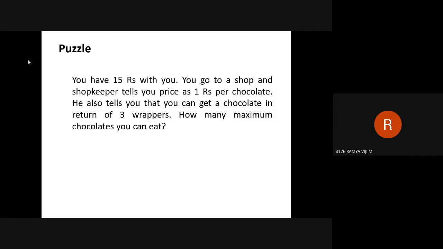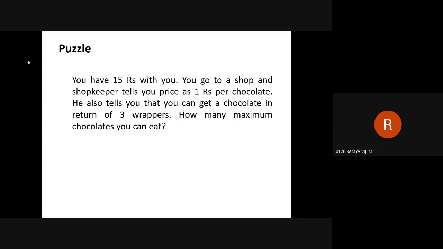First, for 15 rupees, we'll get 15 chocolates, ma'am. Using those wrappers, 3 wrappers will give 1 chocolate, ma'am. Okay. So you have 15 wrappers, right? You got 15 chocolates. In that, you have 15 wrappers. Once you give these 15 wrappers, then you get how many chocolates? 5. Okay, good. Now you have 20 chocolates so far, right? Yes, ma'am.